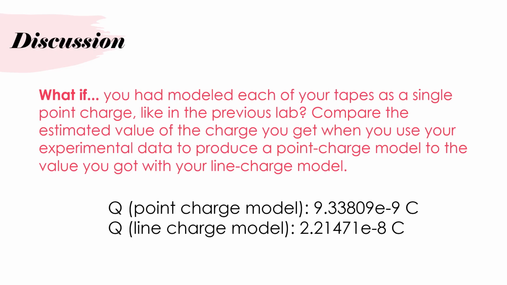So what if you had modeled each of your tapes as a single point charge like in the previous labs? Compare the estimated value of the charge you get when you use your experimental data to produce a point charge model to the value you got with your line charge model. So when I used the point charge model, I got 2.3 times 10 to the negative 9th coulombs, and with the line charge model, I got 2.2 times 10 to the negative 8 coulombs. So it's a pretty big difference. With the line charge model, the Q was over double that of the point charge model.